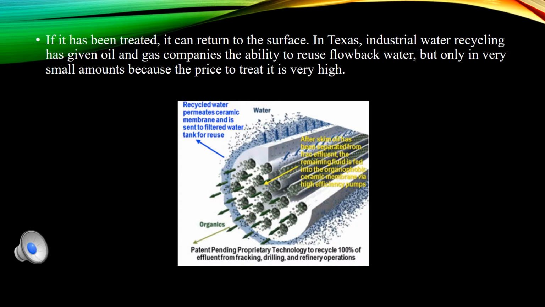In Texas, industrial water recycling has given oil and gas companies the ability to reuse the flowback water, but only in very small amounts because the price to treat it is very high. In the Barnett Shale, it is estimated that only 5% of flowback water is reused. If this process could be made more affordable, it would greatly reduce the need for fresh water.